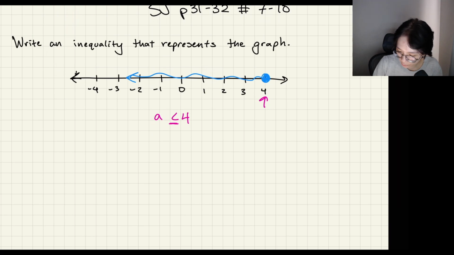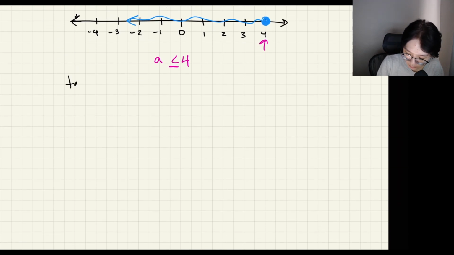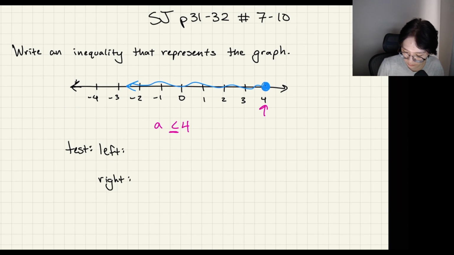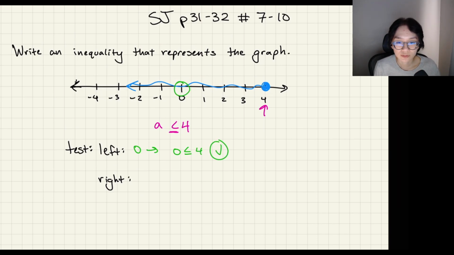You can test solutions the same way too. Test one from the left, one from the right. Let's choose, I don't know, one from the left. Let's choose 0. Is 0 less than or equal to 4? Yes. You can check that. 0 is covered by the line.